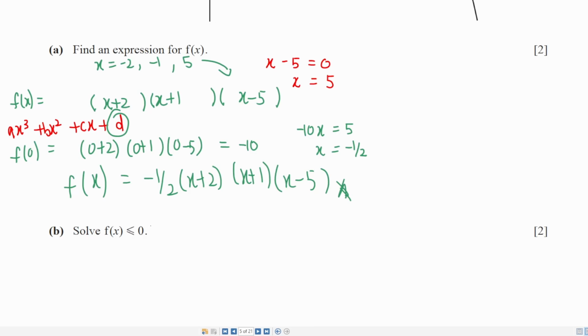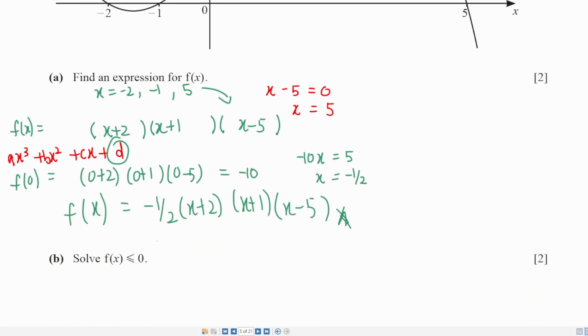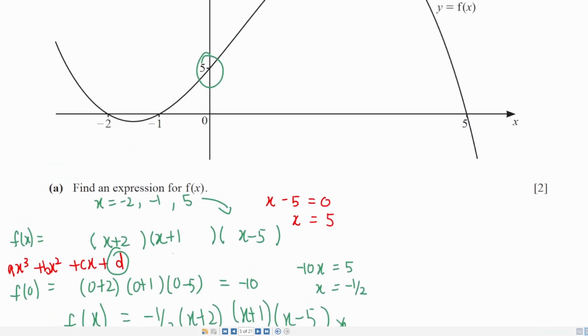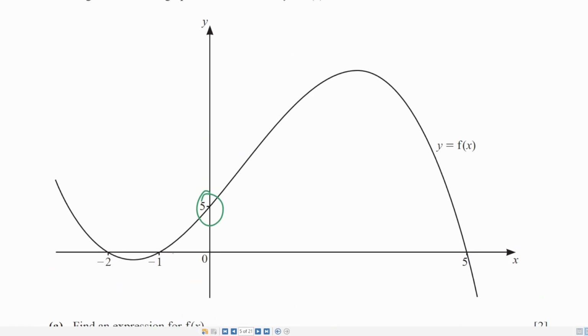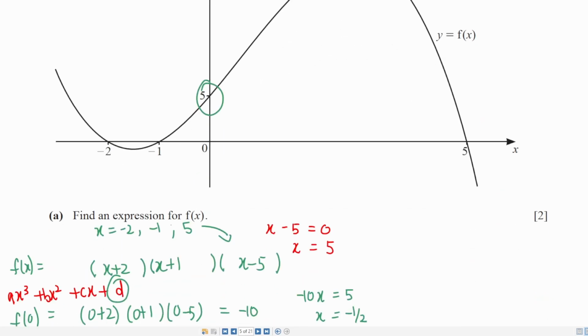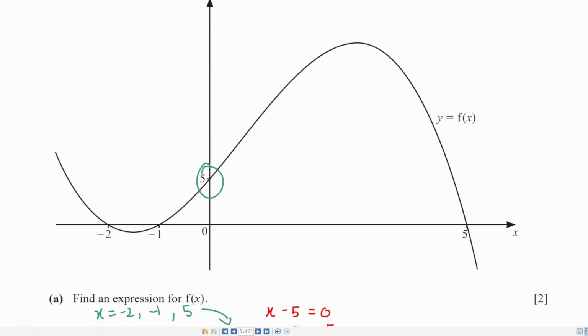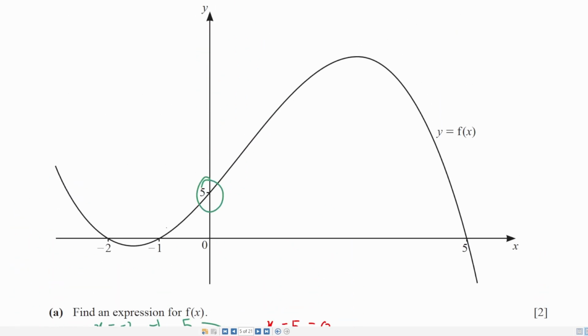Alright, moving on to our next part. Solve f(x) is smaller than or equal to 0. So this basically means below the x-axis, right? So when is our graph smaller than 0? Or f(x) stands for y. So when is our graph below the value of y equals 0, which basically means below the x-axis, right? So we can see here very clearly in our shaded regions, when it goes more than 5, or it's in between negative 2 and negative 1.